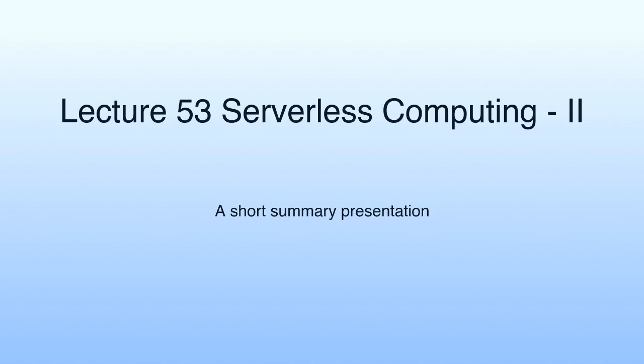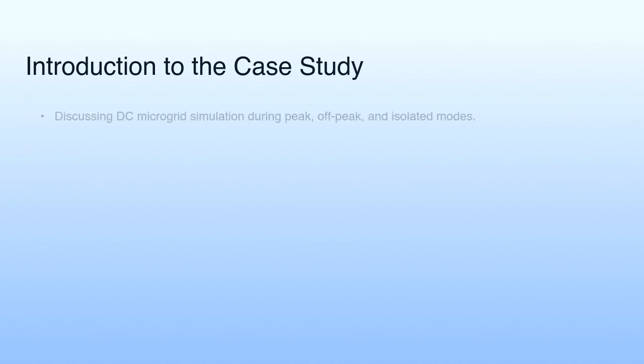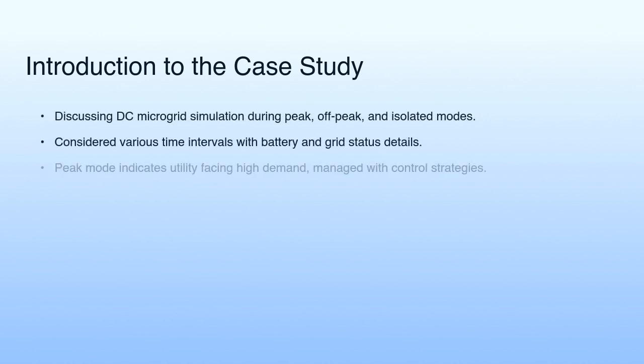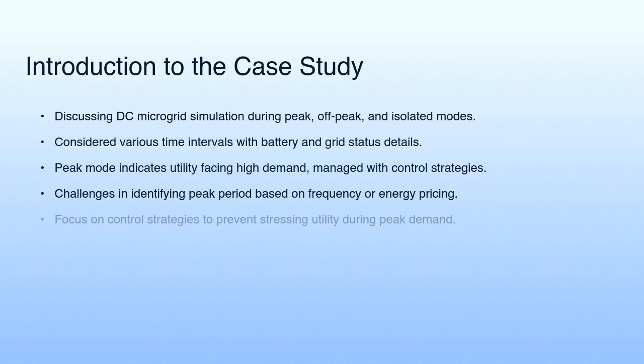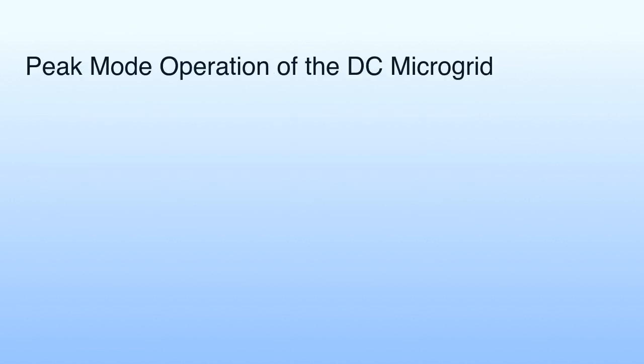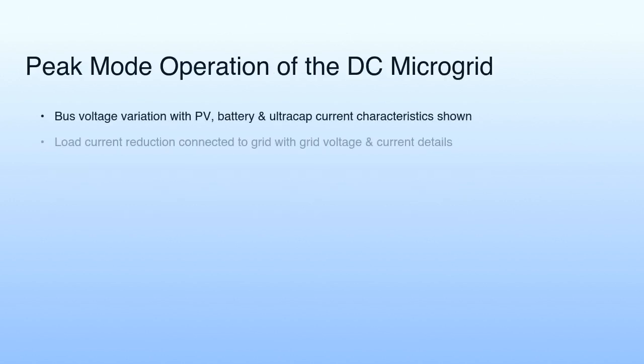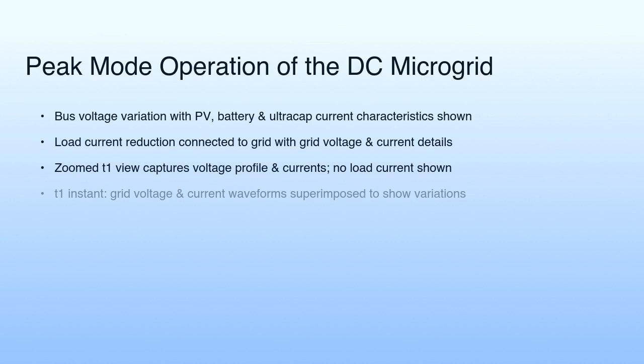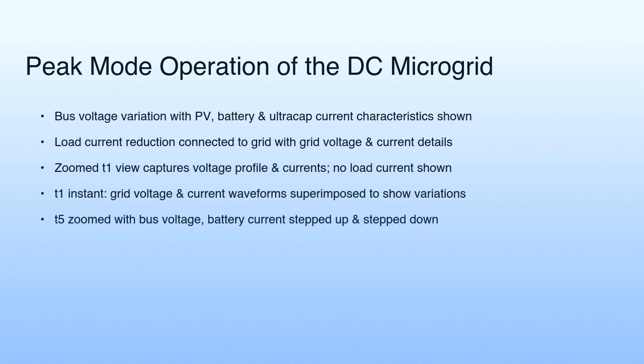Lecture 53 Serverless Computing II. The video discusses a DC microgrid simulation during peak, off-peak, and isolated modes, analyzing various time intervals with battery and grid status details. During peak mode operation, the bus voltage variation with PV, battery and ultracapacitor current characteristics are shown, capturing the load current reduction connected to the grid along with grid voltage and current details.